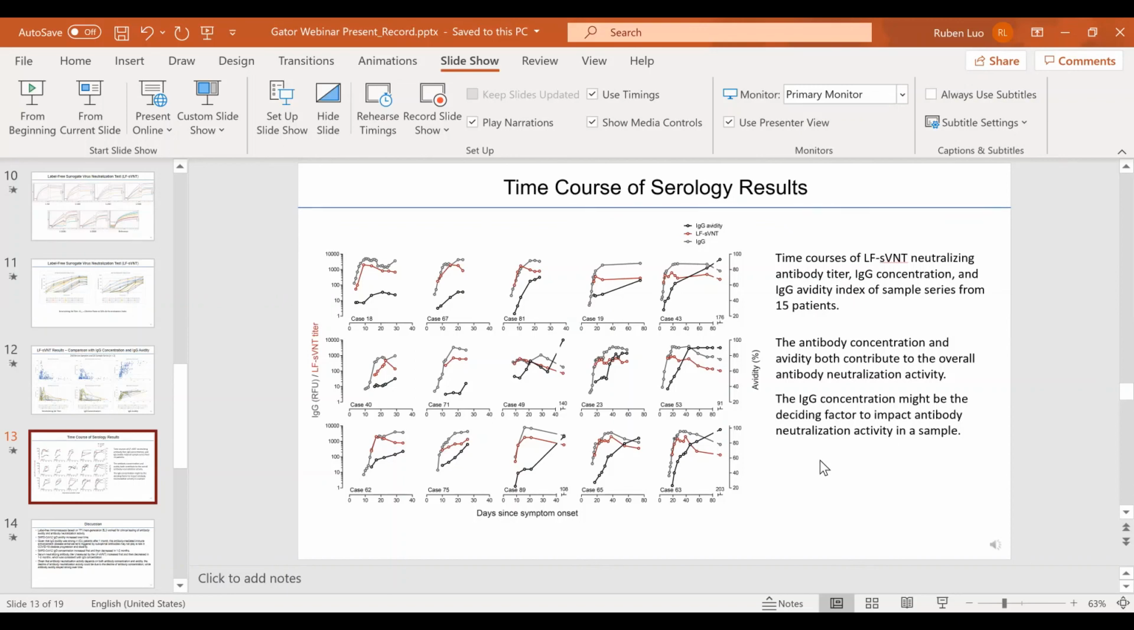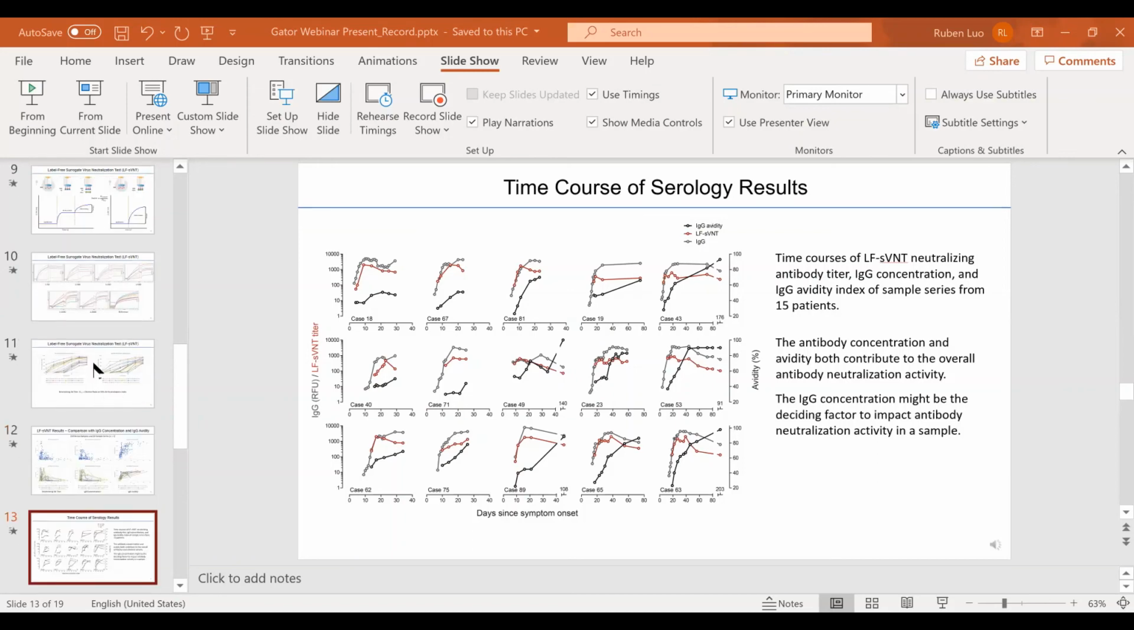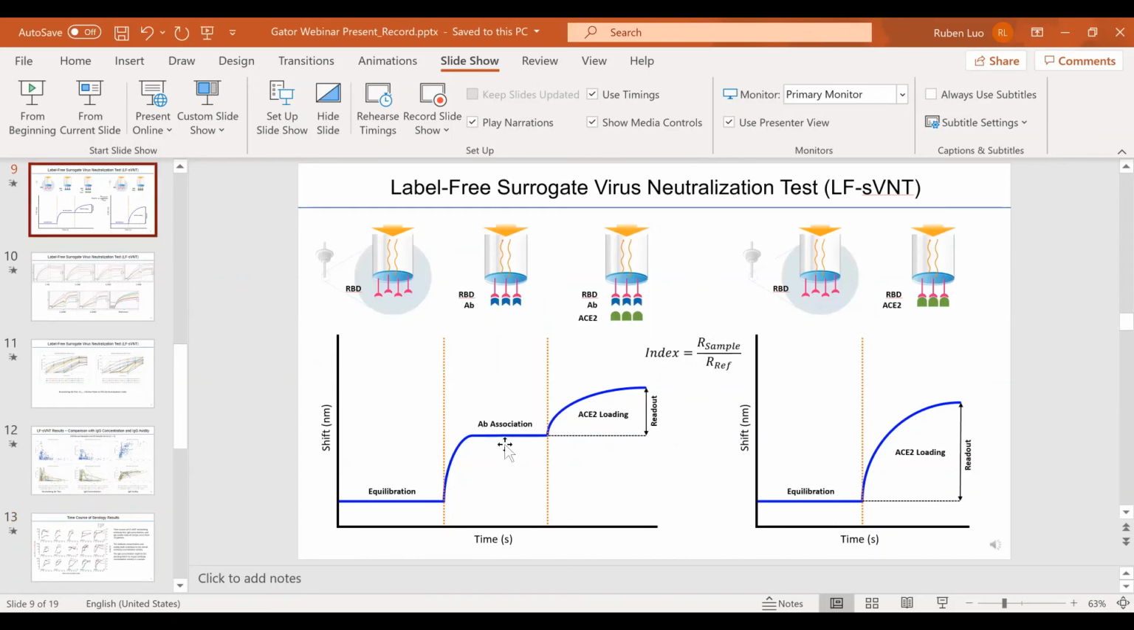Perfect. Okay, I think we'll do one last question. Is there consideration of the binding kinetics of the neutralizing antibody versus the binding kinetics of the ACE2 as a reference to obtain your index calculation? I'm not sure if I fully understand this question. I think this question is about the neutralization test. Catherine, do you mind re-elaborating the question? Let's see. So is there consideration of the binding kinetics of the neutralizing antibody versus the binding kinetics of the ACE2 as a reference to obtain your index calculation?